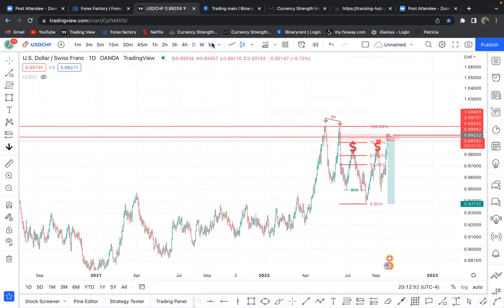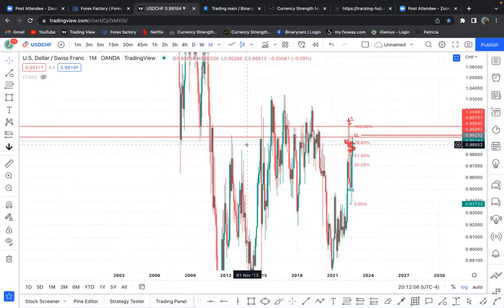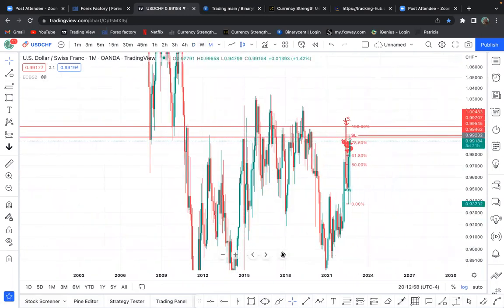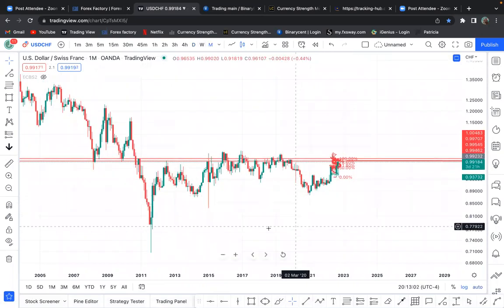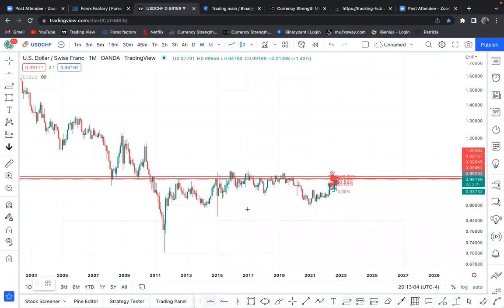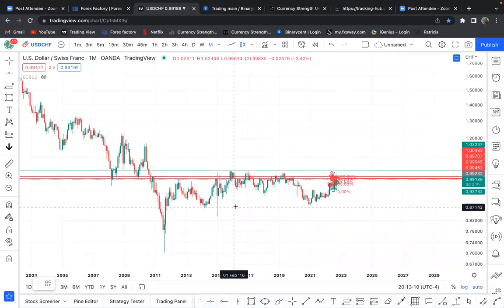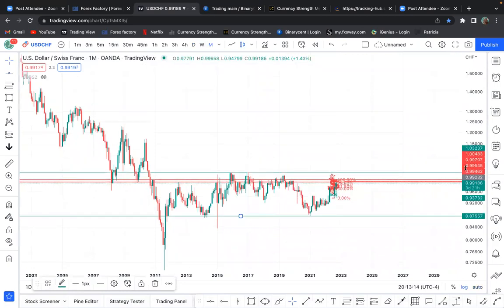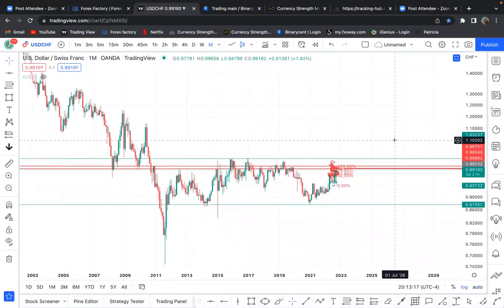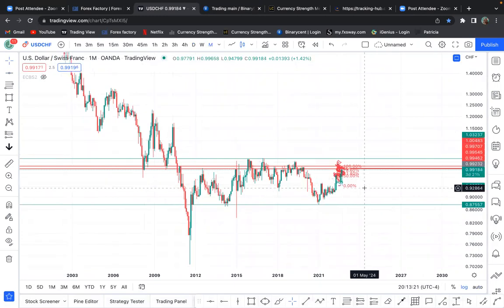All right. So I started from the monthly. Okay. Looking at this market, it is actually a ranging market. Okay. So it's not the best to trade, but if you know how to trade it, you can definitely trade it if you want. After all, the best you have to do is use proper risk management.